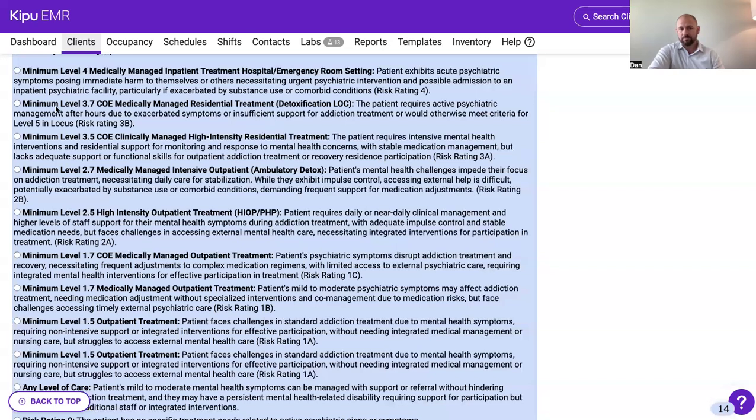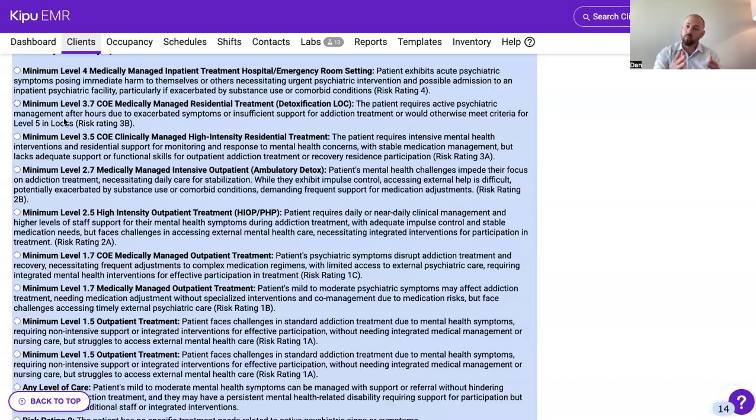So let's read through this. 3.7, the patient requires active psychiatric management after hours due to exacerbated symptoms or insufficient support for addiction treatment, or would otherwise meet criteria for level 5 in LOCUS. So LOCUS, that's the scoring for a mental health primary program. That's not an addiction focused program. So it has a severity scale there.